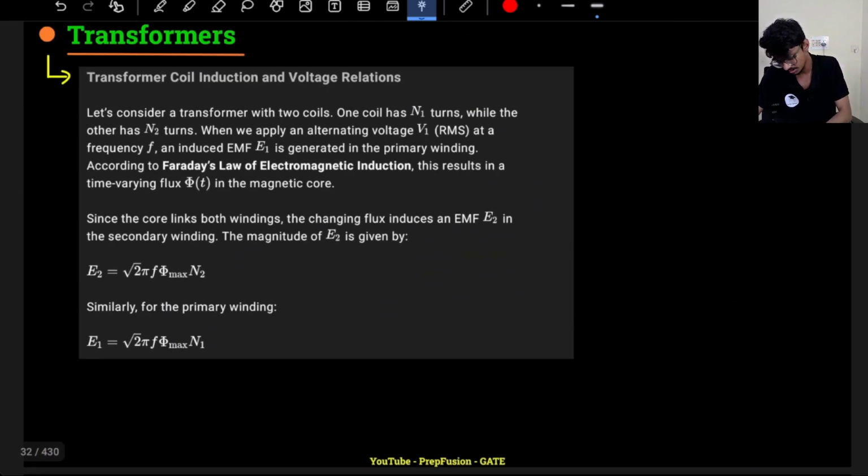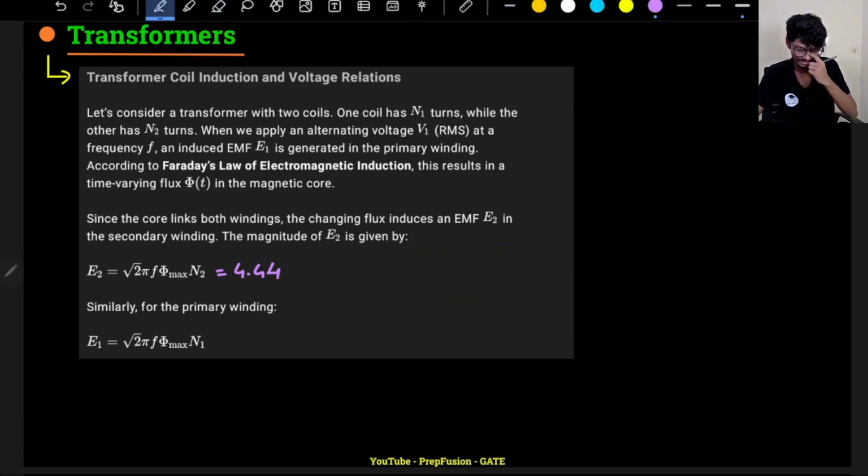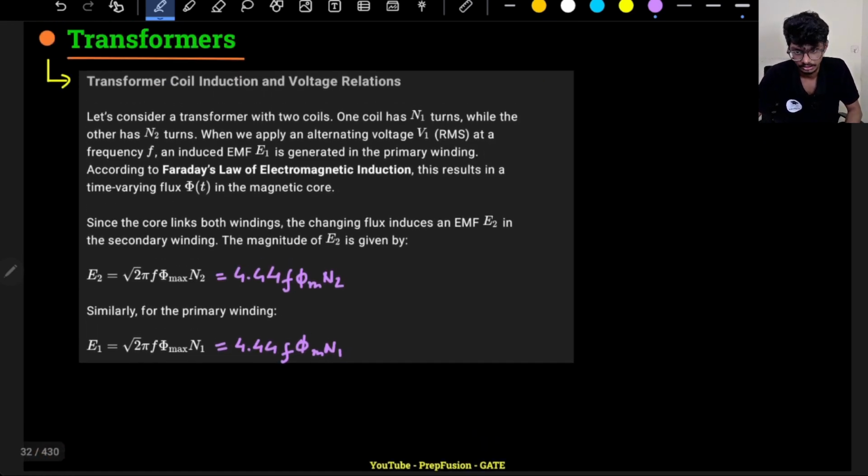So this famous equation is also written something like this. It is 4.44, you can remember this, but it takes hardly 10 seconds to derive. E2 equals 4.44 F phi m into N2, and E1 equals 4.44 F phi m into N1. Okay, so this is the voltage in coil 1 and coil 2.